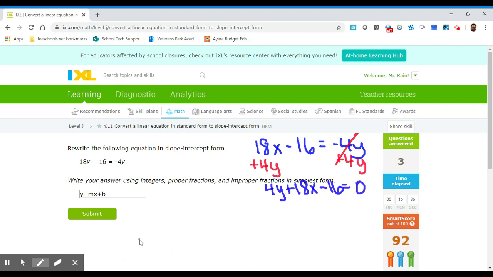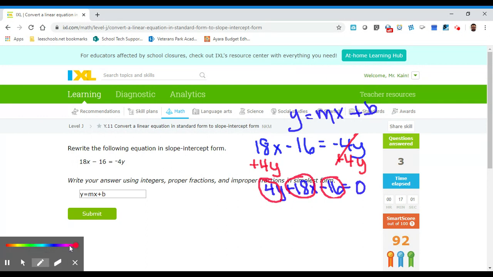Now, as I said before, what do we want to do? We want to get this to look like y equals mx plus b. And we've got some things that do not belong on the left. We have the 18x that doesn't belong on the left, and we have a negative 16 that doesn't belong on the left. So let's just do the opposite operations to get rid of them.